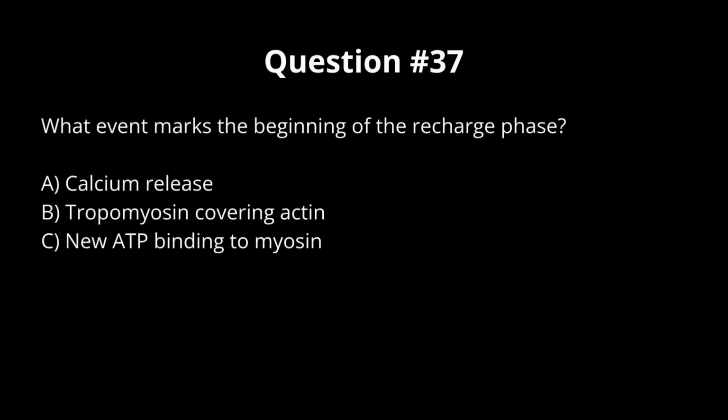Question number 37. What event marks the beginning of the recharge phase? A. Calcium release. B. Tropomyosin covering actin. C. New ATP binding to myosin. The correct answer is C. Recharge begins when a new ATP binds to myosin, allowing it to detach and prepare for another cross-bridge cycle.